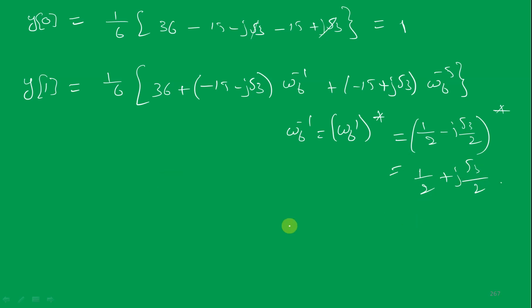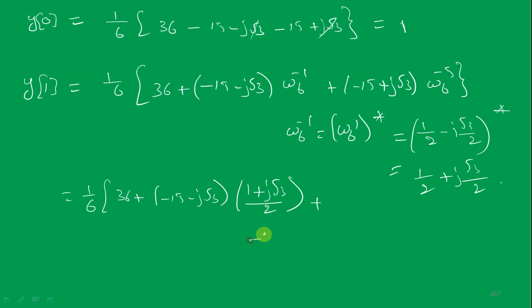Now substitute that value here. W6 power minus 5 is the complex conjugation of W6 power 5. So now 1 by 6, 36 plus (−15 − j√3) times (1/2 + j√3/2), plus (−15 + j√3) times W6 power minus 5, which is the complex conjugation of W6 power 5, that is 1/2 − j√3/2. Now after simplification you get the value 4.